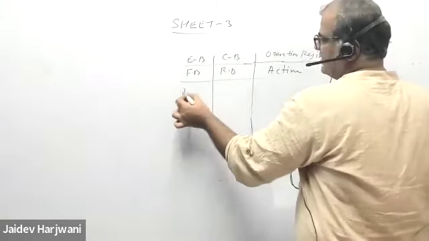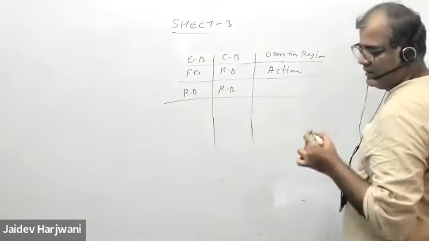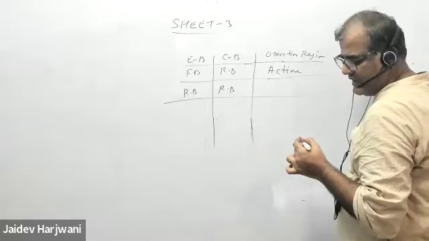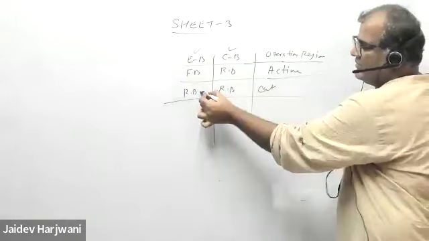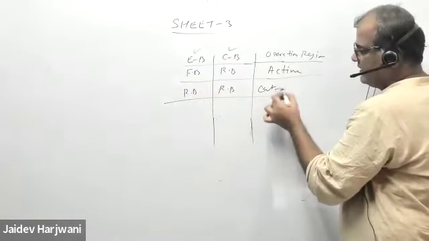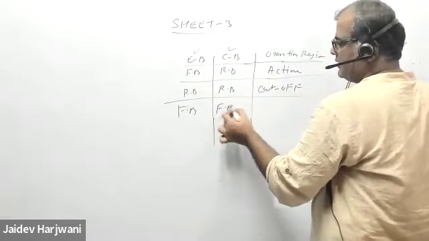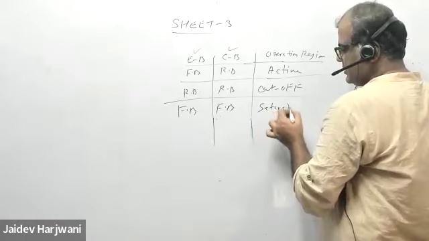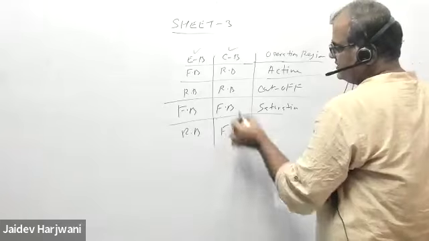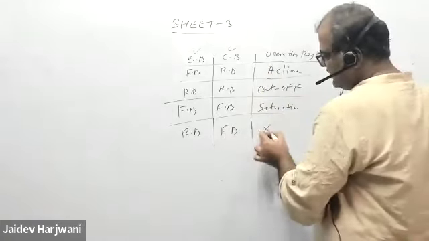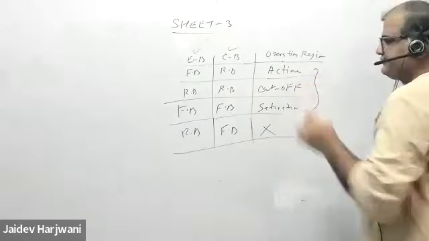And if both are reverse bias, then what is the operation region? If the EB junction is also reverse biased, cutoff. Because IB will become 0, IC will become 0, that will become the cutoff region. And both forward bias, saturation region. And if this is reverse bias and this is forward bias, this is just an inverse operation, inverse active. We generally don't use this one. Very little applications are there. So these are mainly three regions.